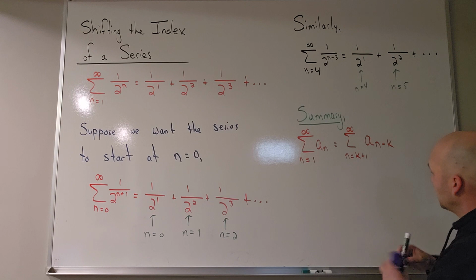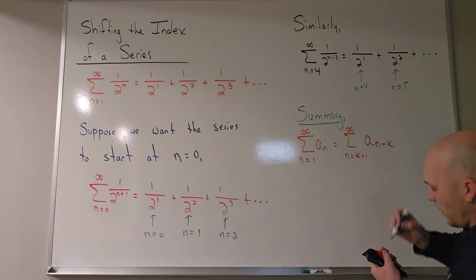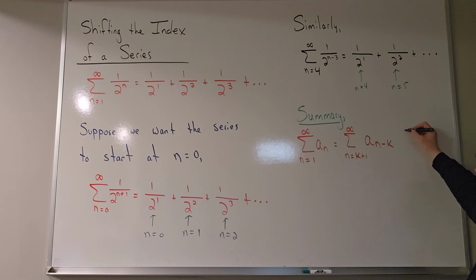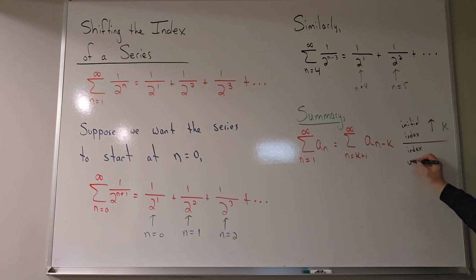So notice, I'll put this off to the side here. The initial index increased by k, so therefore the index variable decreased by k. They go in opposite directions.